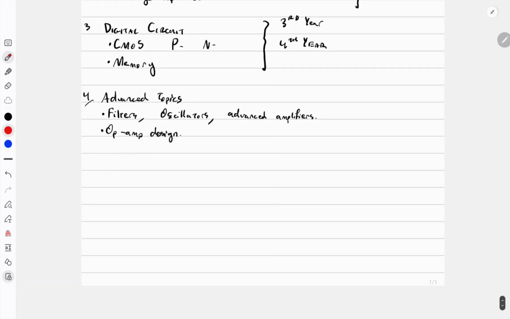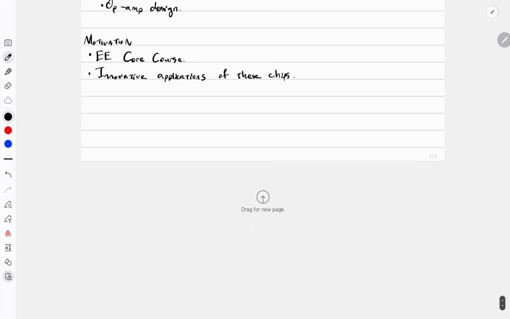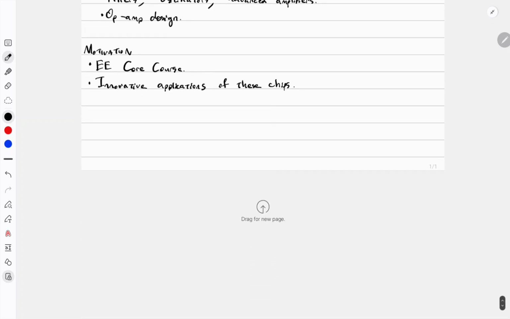So let's talk about why we learn all these different things. The motivation is that this is electrical engineering. This is a core course. It's the fundamentals, and we can also learn about the innovation. There are innovative applications of these chips.